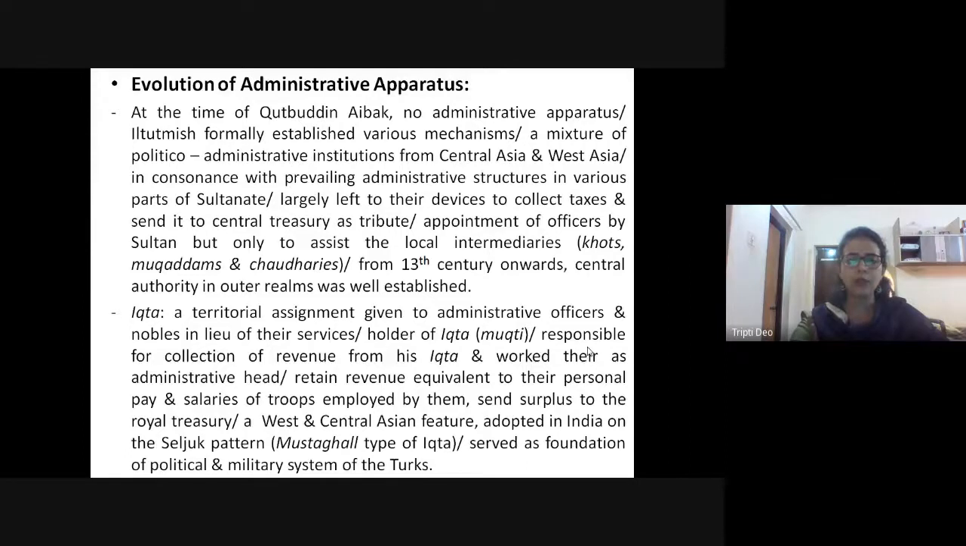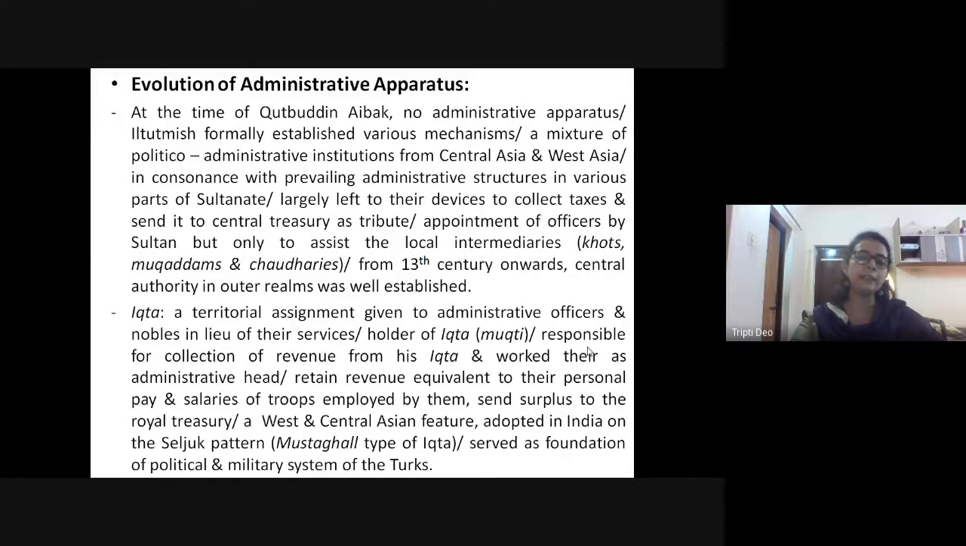Coming straight to the administrative apparatus. At the time of Qutbuddin Aibak, no administrative apparatus was formally there. Iltutmish formally established various mechanisms, a mixture of politico-administrative institutions from Central Asia and West Asia. I've already mentioned this point before, in consonance with prevailing administrative structures in various parts of the Sultanate.